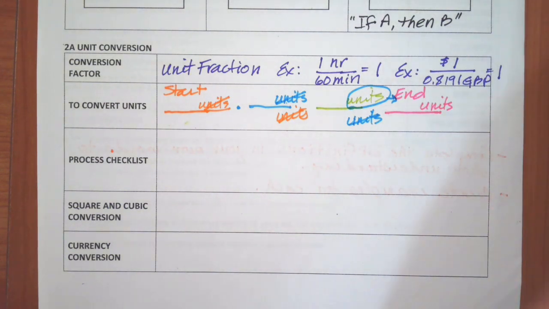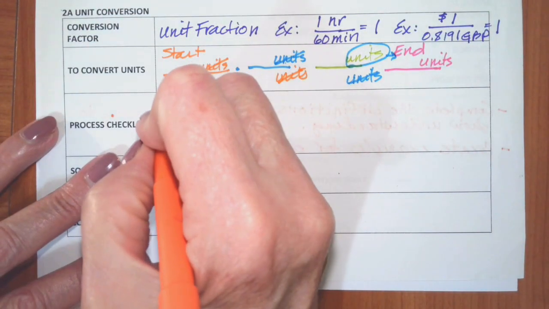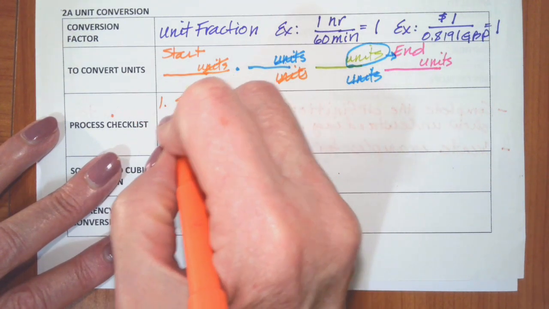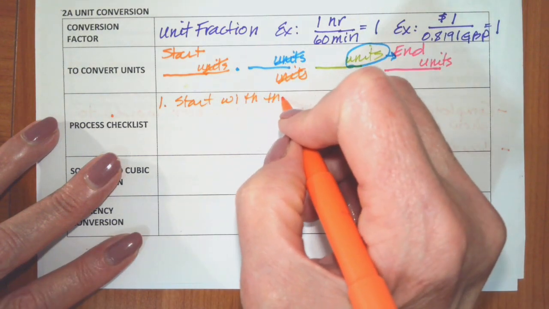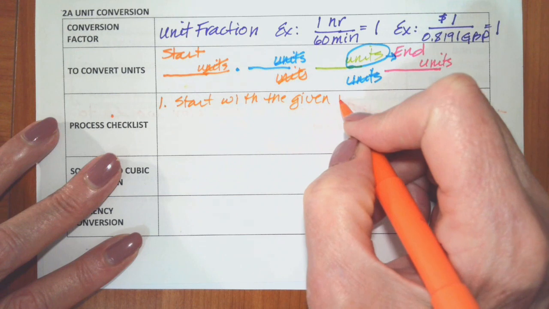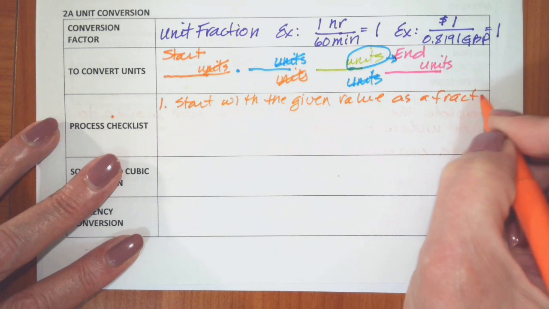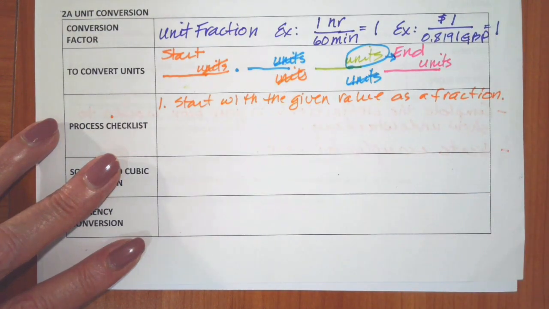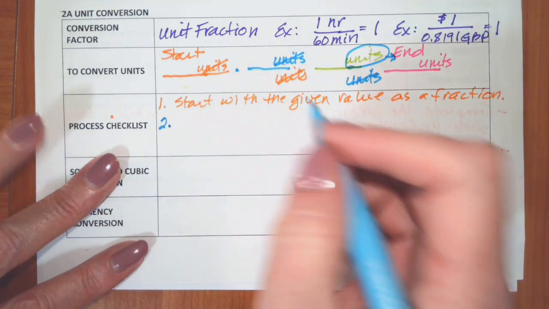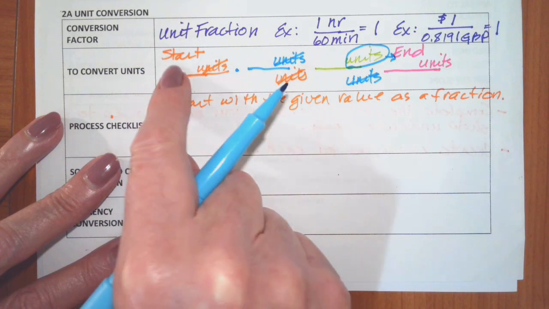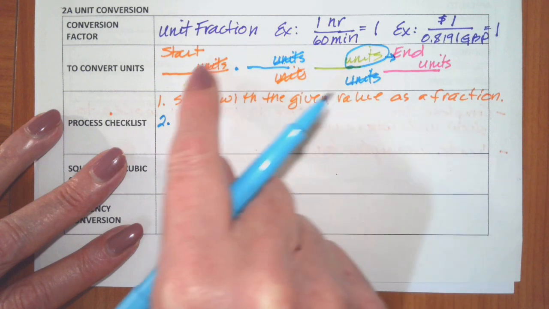Okay, so let's just talk about the process checklist. You want to think about this as you're doing these problems. You're going to start with the given value as a fraction. Okay. Then, and I always write down my start and my end at the very beginning, and then I say, okay, well, what am I going to have to do in here in the middle to get from here to here?